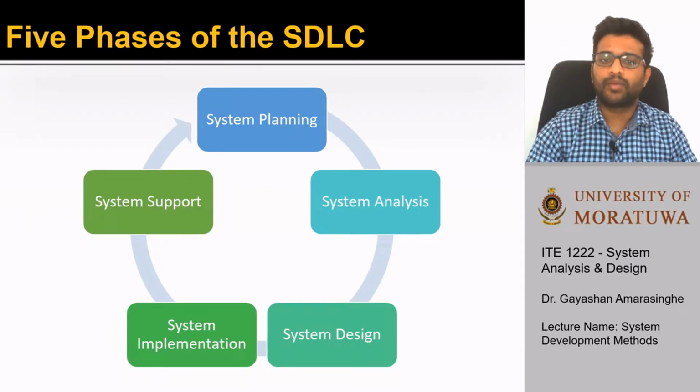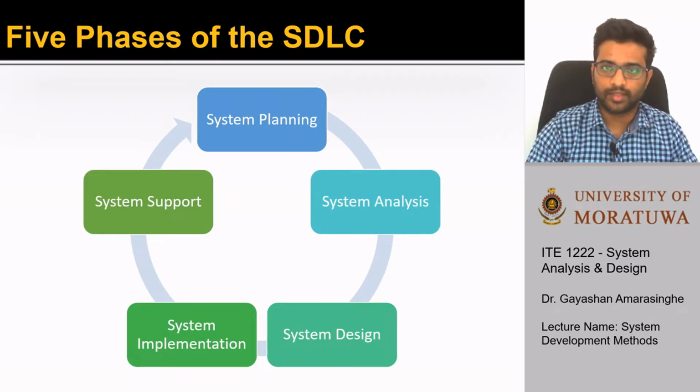The SDLC model typically includes 5 phases: systems planning, systems analysis, systems design, systems implementation, and systems support. As you can see in this diagram, these phases are cyclic in such a way that you move on to the next phase after completing the current phase, and eventually you may have to get to the first phase. This is a normal behavior in a SDLC. We will look at them one by one next. However, it is important to identify what needs to happen inside each of these phases as well.